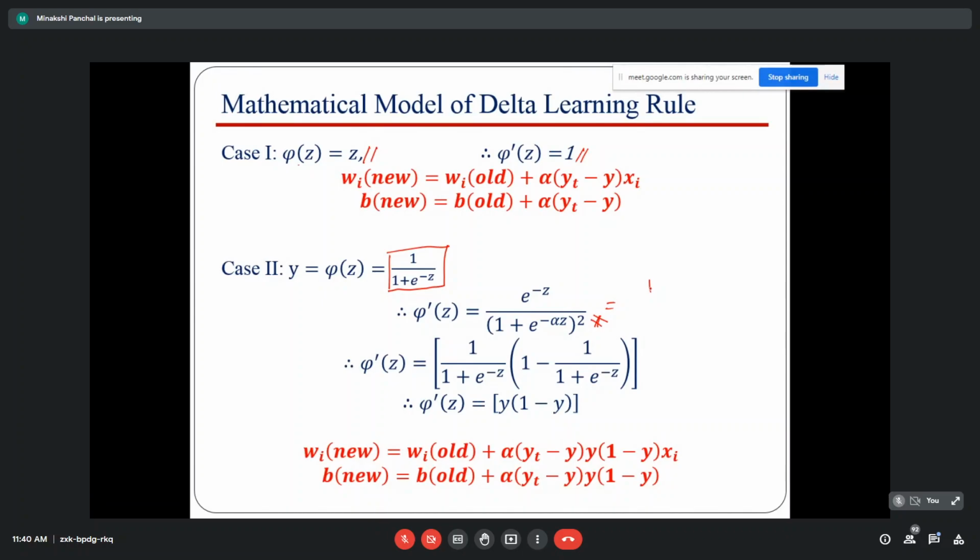ये किस तरीके से लिखा जा सकता है? This is equals to e to the power minus z plus 1 divided by 1 plus e to the power minus z minus 1. See, I am just adjusting this plus and minus 1. So this is equals to, on separating the terms, this by this is equals to 1 square अगर हम लेते हैं. So this is equals to 1 by 1 plus e to the power minus z. And the other term is equal to minus of 1 by 1 plus e to the power minus z whole square.